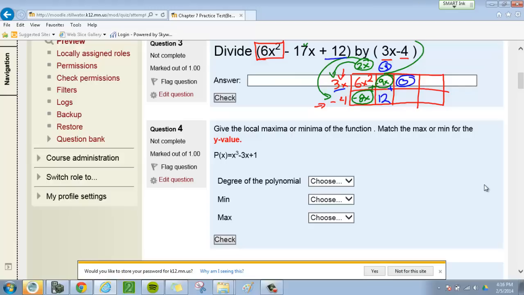So the answer to this is right up here. We got 2x minus 3. I'll put that in there as our solution. So we get 2x minus 3. Okay, moving on.